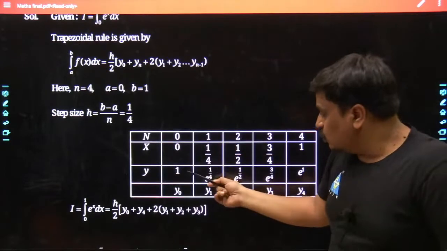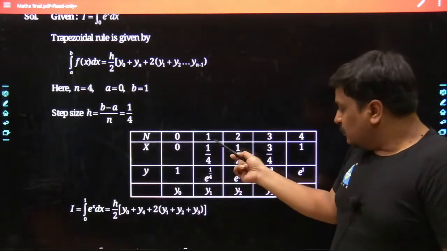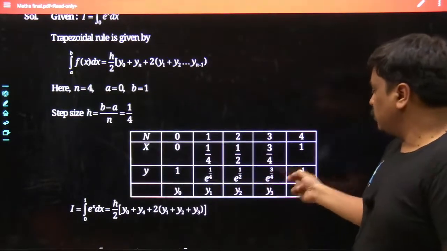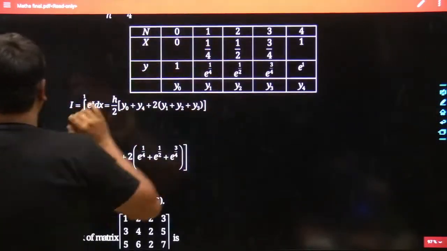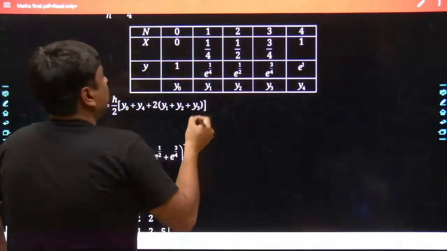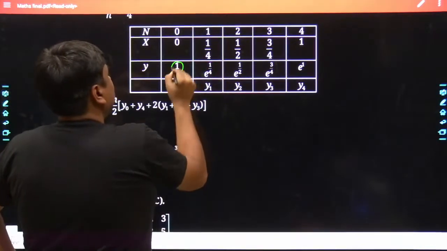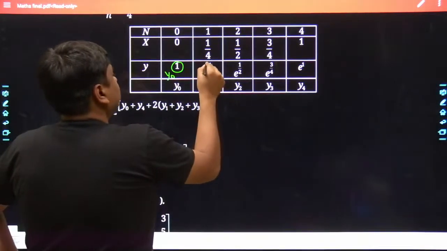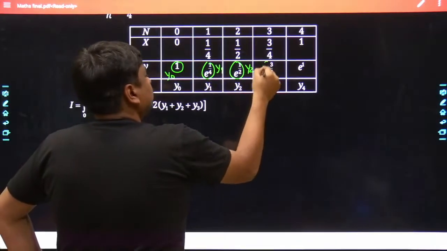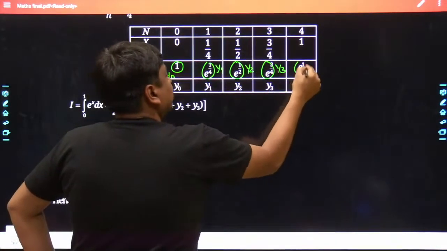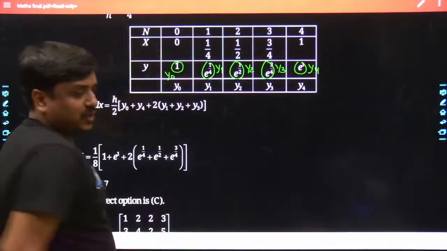So here it becomes e to the power of 0, which is simply 1. Here it becomes e to the power of 1 upon 4, e to the power of 1 upon 2, and so on and so forth. End of the day, you got all the corresponding values. May I know what it is? It's the value of y0, y1, y2, y3, y4.